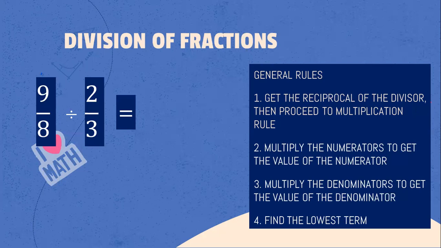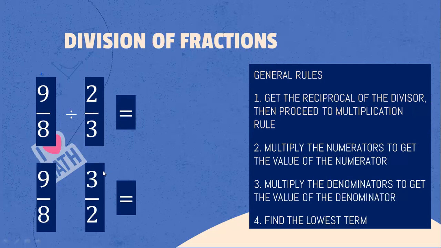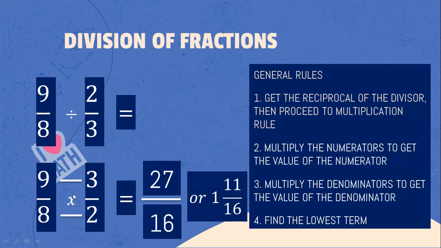Okay, let's solve this problem. We will be getting the reciprocal of our divisor, which is 2 over 3. The reciprocal of 2 over 3 is 3 over 2. Next, we proceed to the multiplication rule. We will now be multiplying 9 times 3, that is 27. 8 multiplied by 2, that is 16.